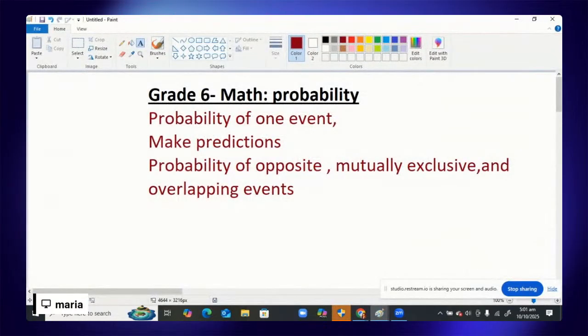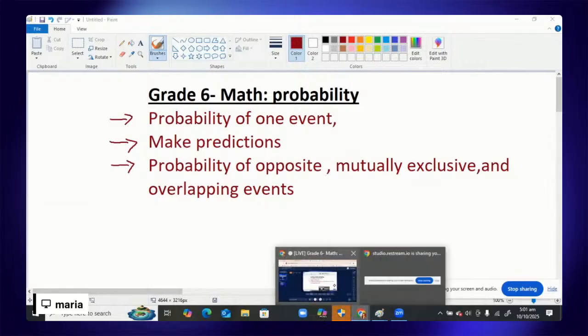So today we are here for grade 6 maths. The chapter today we discuss is probability, and here is the list of the lessons. The first lesson today we cover is probability of one event, make predictions, probability of opposite, mutually exclusive and overlapping events. You can find all the lessons on aplusstudent.com.